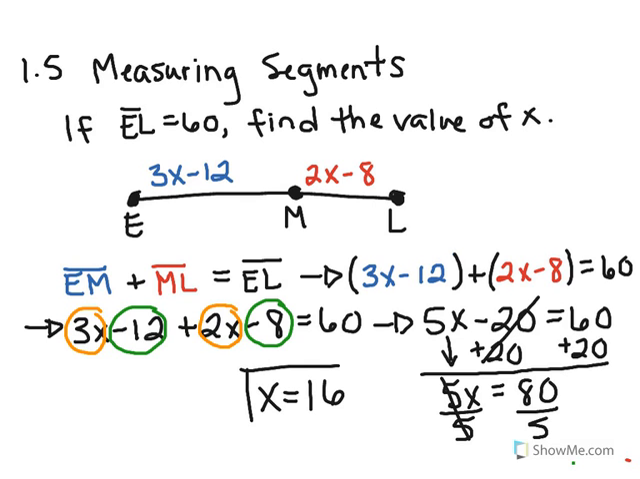So there we have the segment addition postulate. That sums it up. It just tells you that two segments, when they share this center endpoint, that you can do this process to determine a missing variable.